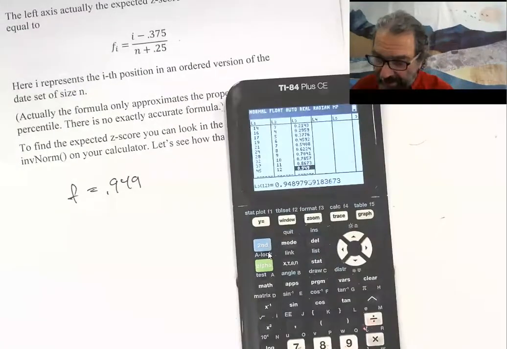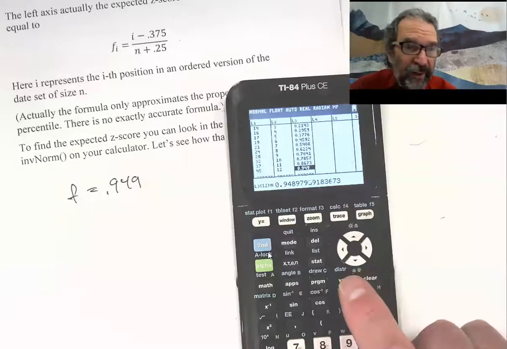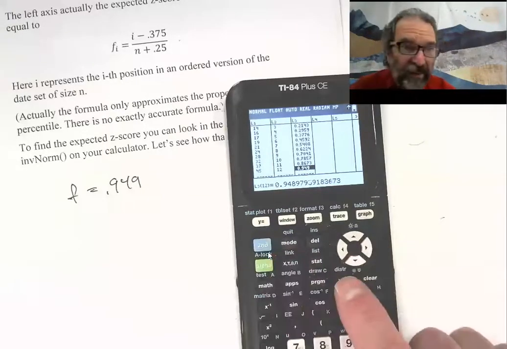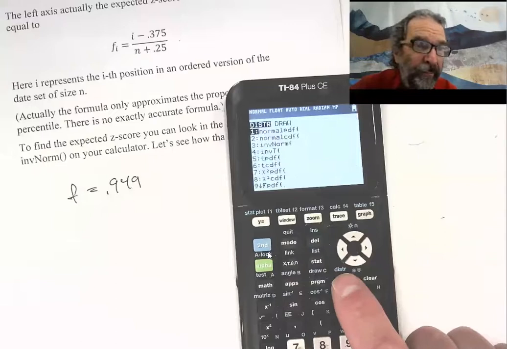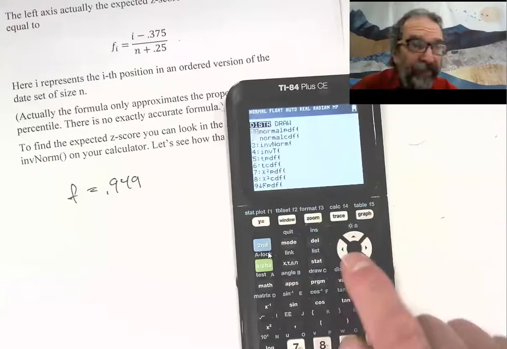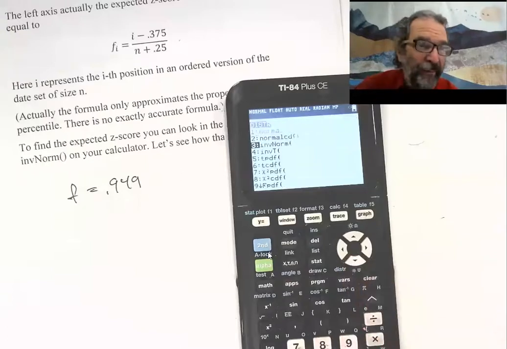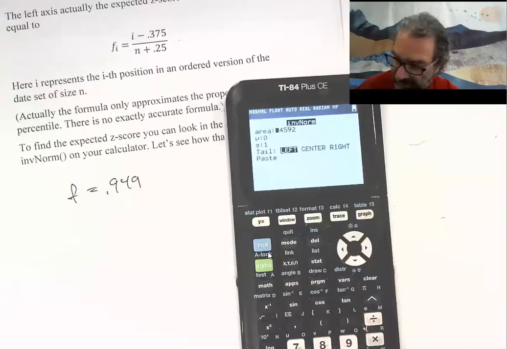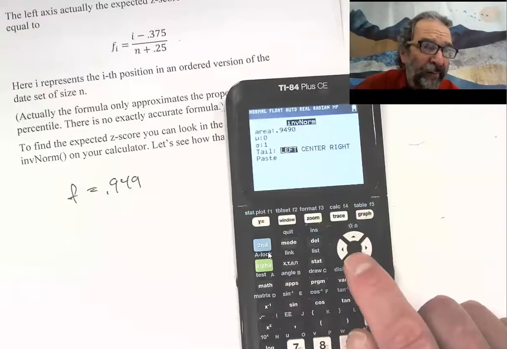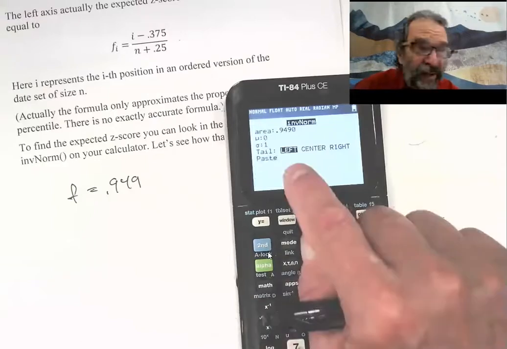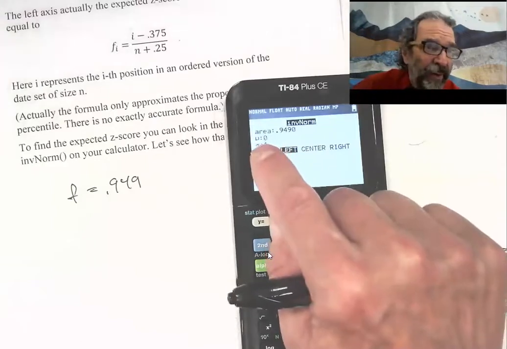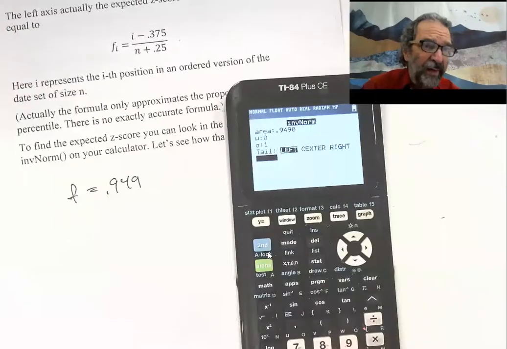So where do you find that? You go to distribution here, so second bars, and we go down to inverse normal. I'm worried I might be in my table right now. I guess I'm okay. I'll put 0.9490 there. And then I want that to be the left tail from a normal distribution that has mean 0 and standard deviation 1, a standard normal.